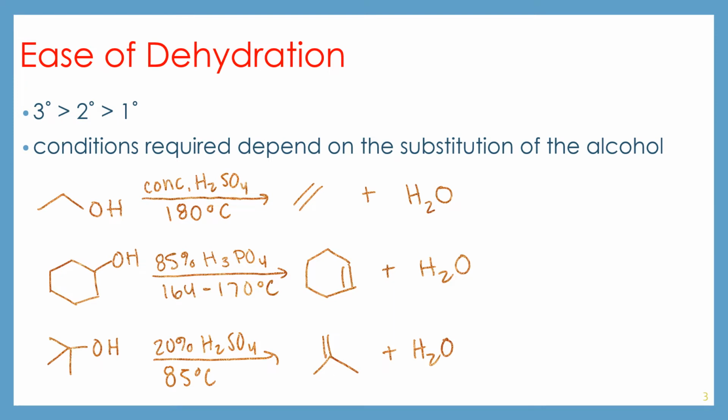So you can take a secondary alcohol and put it in only 85% phosphoric acid, heat it up to around 170 degrees, and get it to dehydrate. If you have a tertiary alcohol, you can put it in watered down sulfuric acid, so 20%, and heat it up to only 85 degrees Celsius. If you were to put this in concentrated acid, you could drop the temperature even lower.